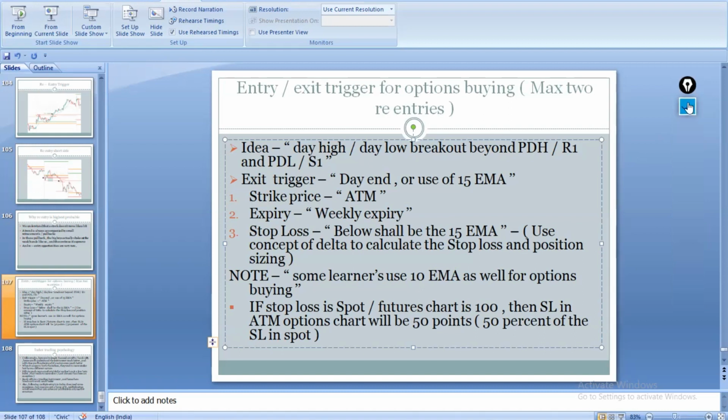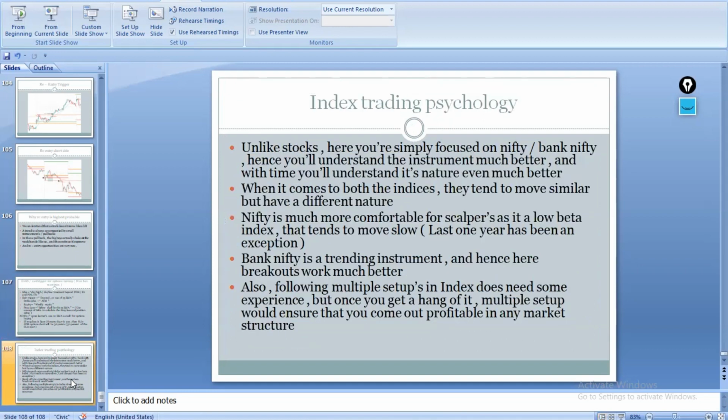The entry is clear, the stop loss is clear. Exit, you do it as per your own trading psychology, right? But again, for me personally, leaving trades till day end has worked out very well. Okay, again, I think we have spoken about everything over here.